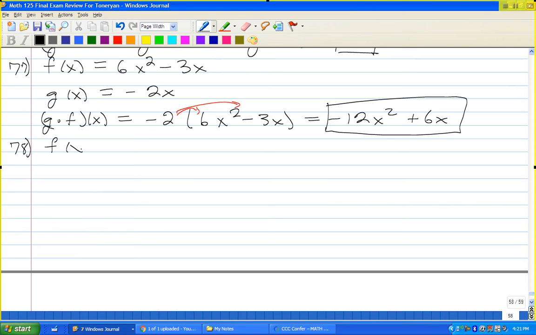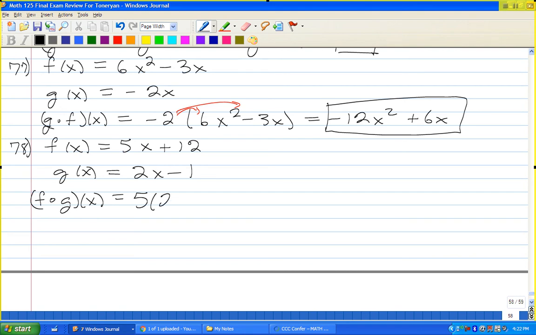F of x equals 5x plus 12. G of x is 2x minus 1. Determine f composed with g at x. So wherever I see an x in the formula for f, I replace x by the formula given by g. So wherever I see an x here in the formula for f, I replace x by 2x minus 1. So I have 5 times (2x minus 1), plus 12.